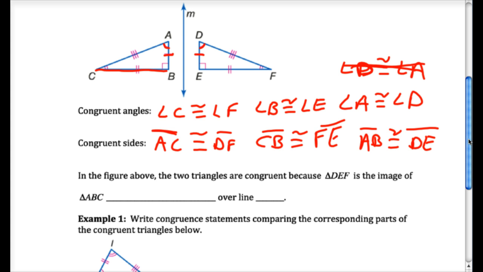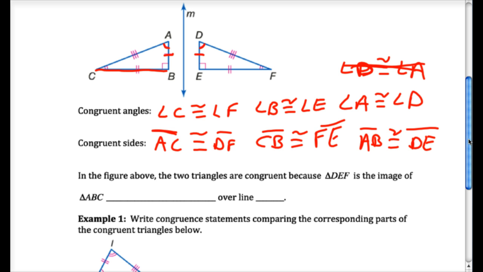What transformation happened from the left triangle to the right triangle? Was it a translation or a transformation? Which one's a slide? Translation. Was it a translation, a reflection, a rotation, or a dilation? Look at them. See if you can figure that out.